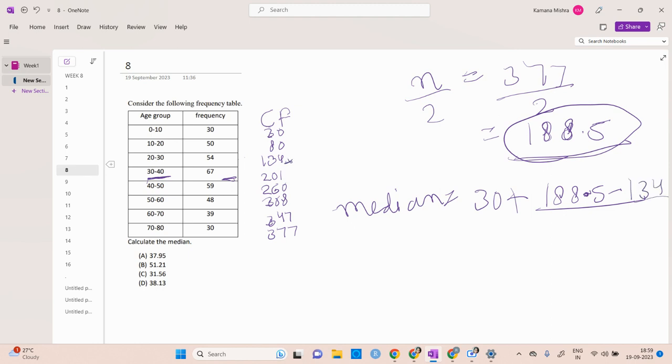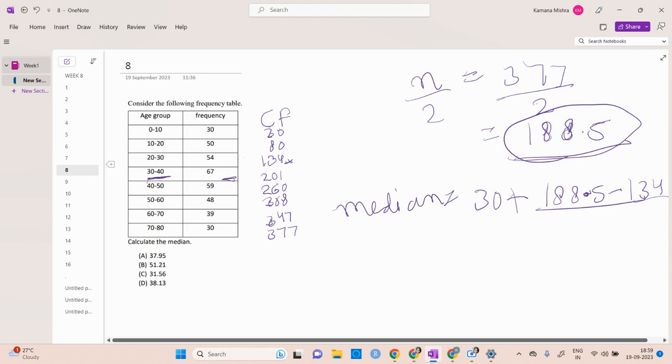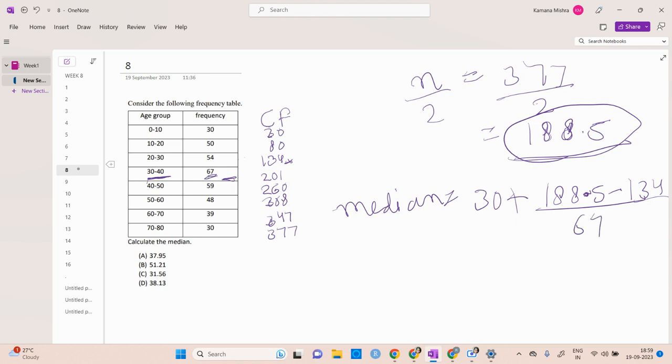So 134 divided by F naught. F naught is the frequency of that class. So this is 67, and this will be multiplied by the age group width, which is 10. So overall, we will have this value, and after solving, it will be 38.3.